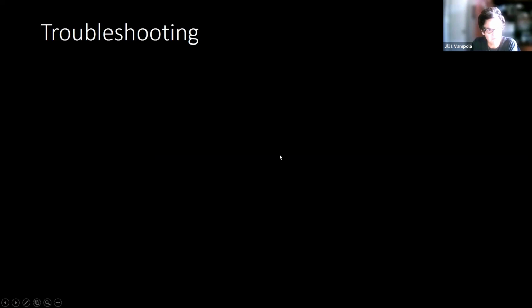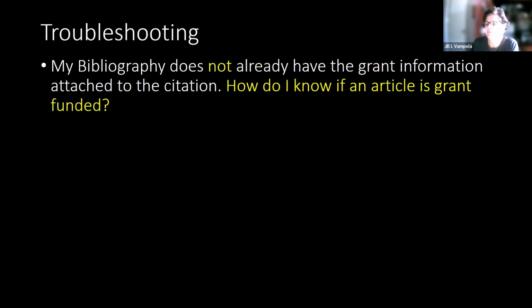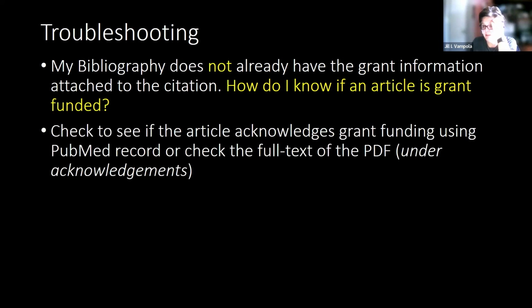So let's go through troubleshooting a little bit. My bibliography does not have the grant information attached to the citation. How do I know if an article is grant funded? The best way, I like to go into the PubMed website, and you can check the full text of the PDF under acknowledgements, and it will sometimes list multiple NIH grants.